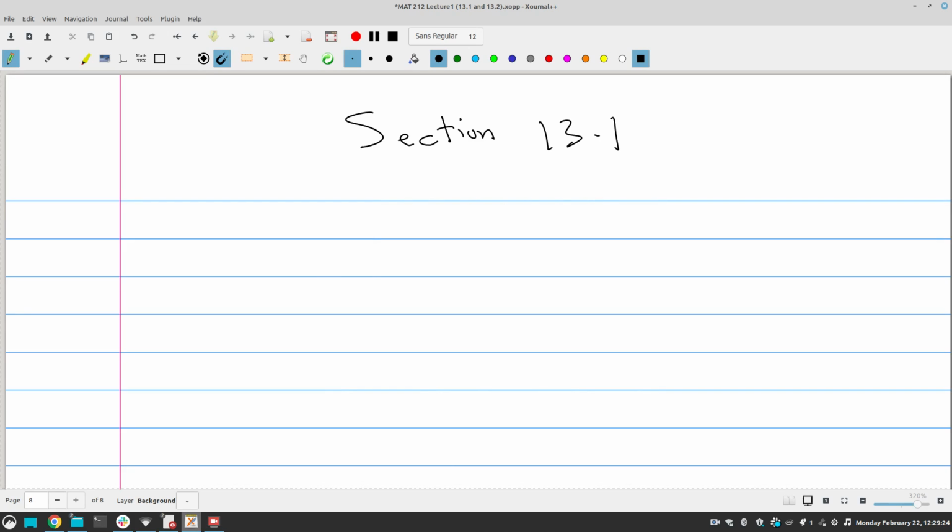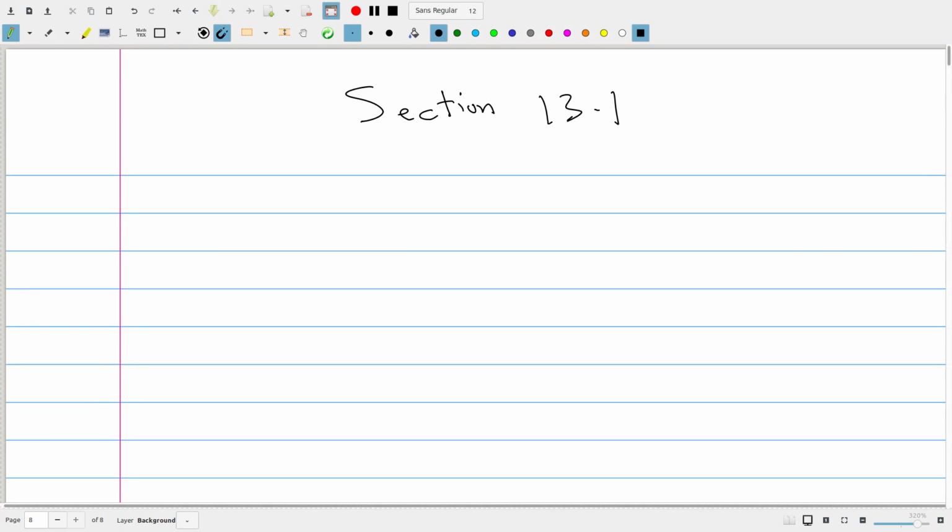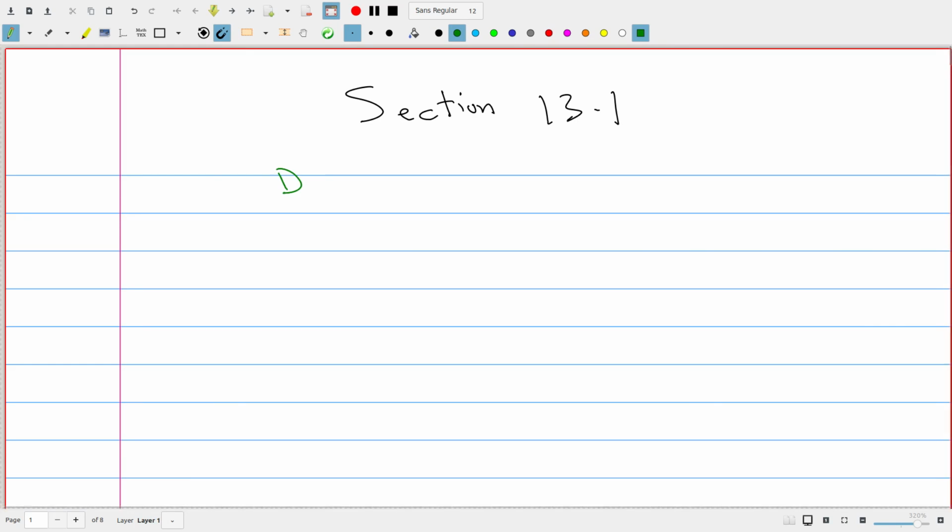Let's start off with the notion of a vector valued function. This is section 13.1 of Stewart's calculus. What is a vector valued function? Say you have a function that takes in as its domain real numbers, a subset of the real numbers. So let D be a subset of R.